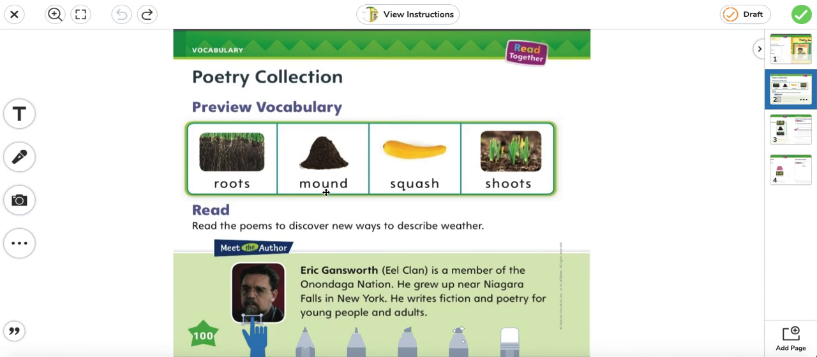Let's go to the next word. Here the O and the U, when they're together, they're going to make the ow sound. So go ahead and sound it out. Ow, nd. Mound. A mound is like a pile. Let's look at our next word. Squash. Squash. Let's look at our next word. Shoots. Shoots. So these are the shoots. They're sticking out from the ground.